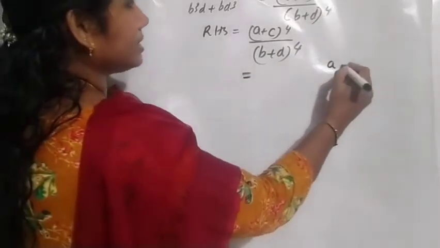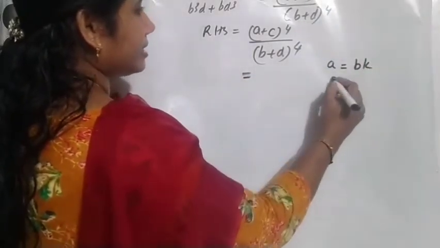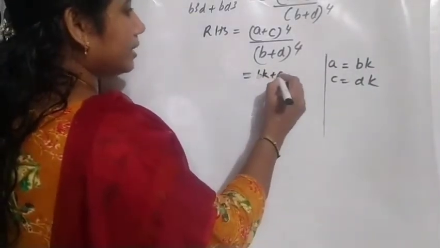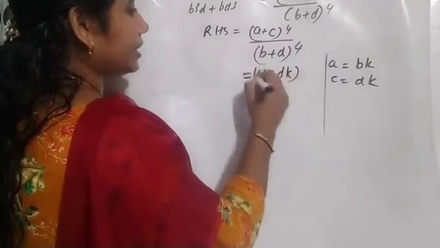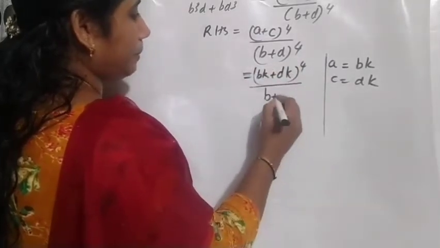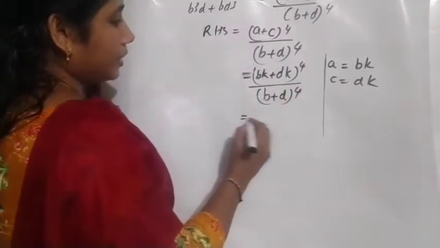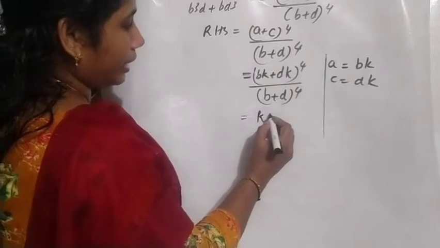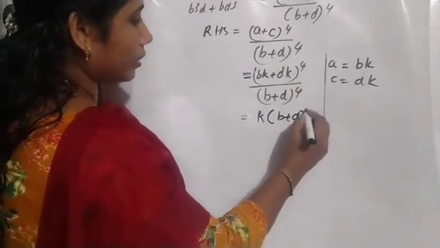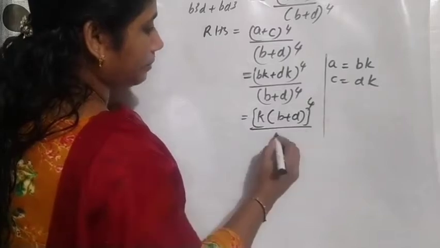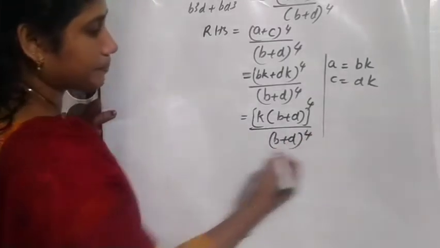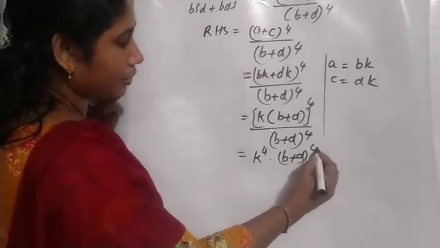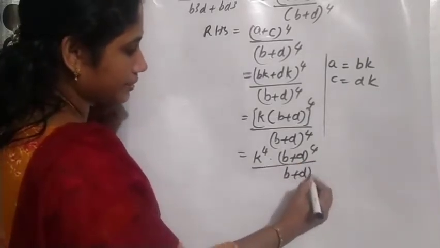We know that a is bk and c is dk. Substitute that, okay? (bk plus dk) the whole raised to 4 divided by (b plus d) the whole raised to 4. You can take k outside. So that is k raised to 4 into (b plus d) raised to 4 divided by (b plus d) raised to 4.